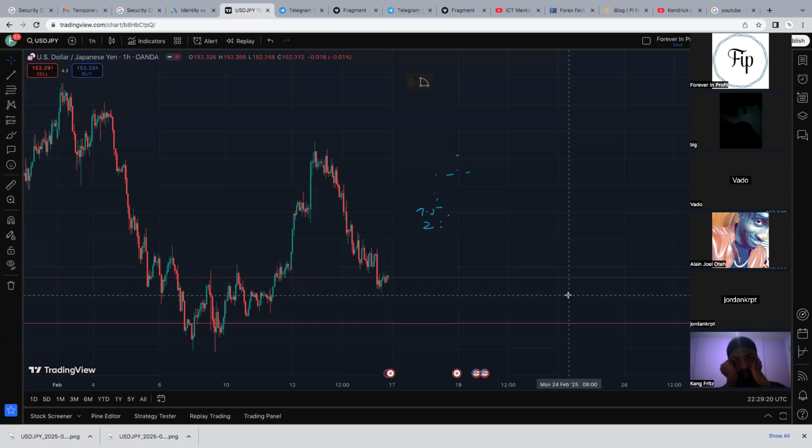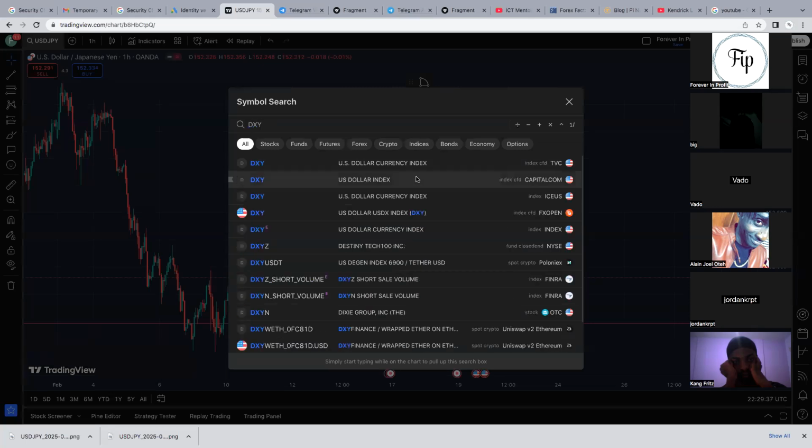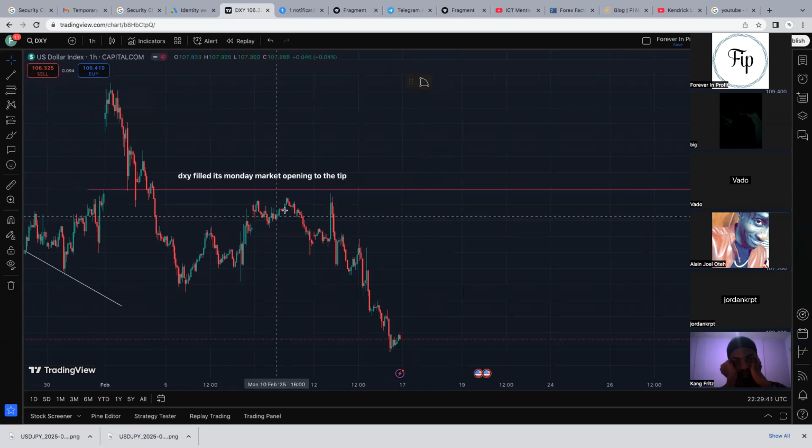Yeah, the market was crazy. When I checked the US dollar index on the 4-hour time frame, if you were a retail trader, you might think the US dollar... Look at what happened. This is it.